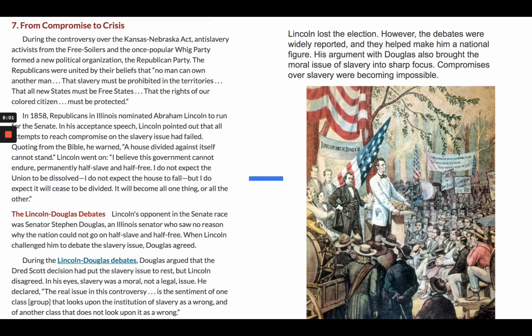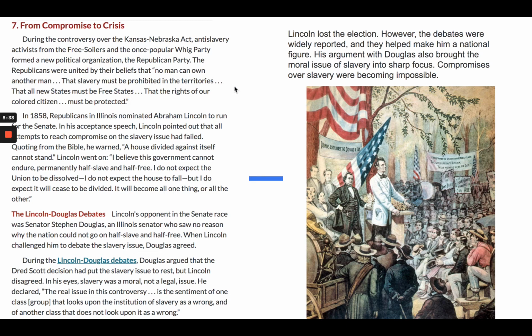All right, so from compromise to crisis. During the controversy over the Kansas-Nebraska Act, anti-slavery activists from the Free Soilers and the once popular Whig Party formed a new political organization, the Republican Party. So this is the Republican Party that we have today. It was Free Soilers, people who were against slavery, and then the once popular Whig Party, which was more about keeping hands off business, let business run, and the government stays out.